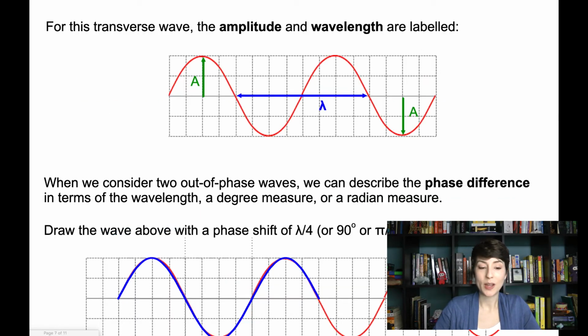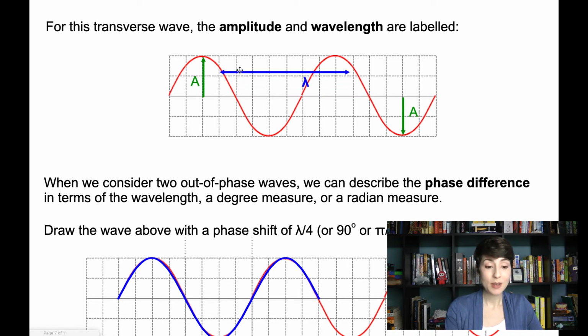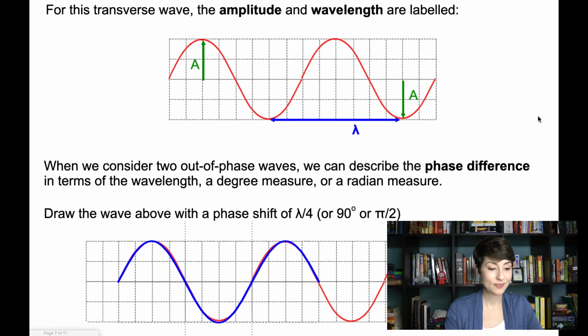For this transverse wave, the amplitude and wavelength are labeled. So you can see the wavelength is just the distance between two points that are in phase on a single wave. And you can measure wavelength between any two points that are in phase on a given wave. Doesn't matter where it is. Amplitude is always a magnitude, so it's always the maximum displacement of whatever it is that's oscillating.